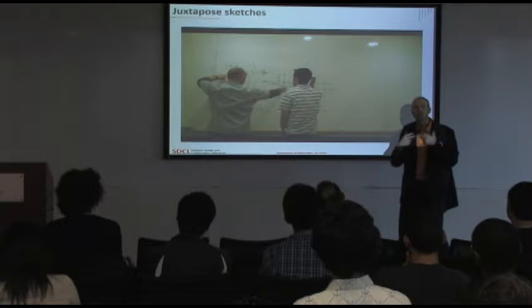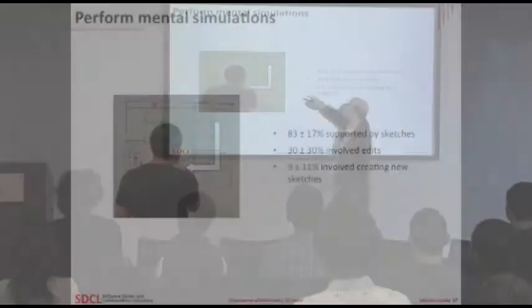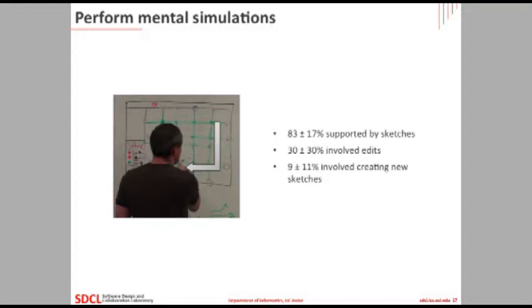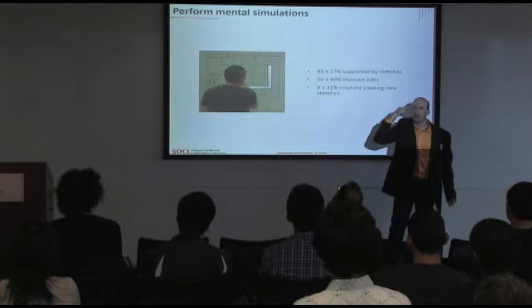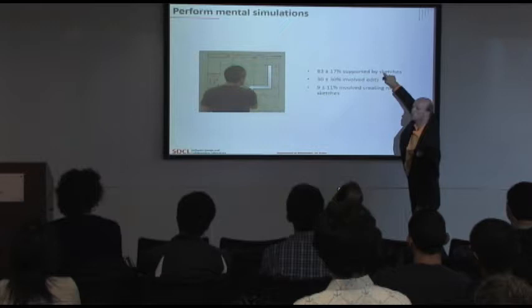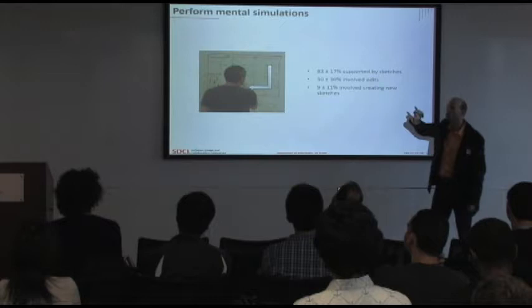So when we're thinking about creative design, that's what's happening here, why they run to the whiteboard. They do a lot of mental simulation, where they're walking through the design and saying, so the car drives here, how does it go over there, what happens? So they're mentally simulating whether the design that they're working on is actually doing what it needs to be doing. And much of that is actually supported by the sketches, where they're pointing to them, where they're walking their finger over the sketches. But none of that, or very little of it, is actually recorded on the whiteboard. Just about 9% involves actually creating new sketches. Most of it is drawing in the air.